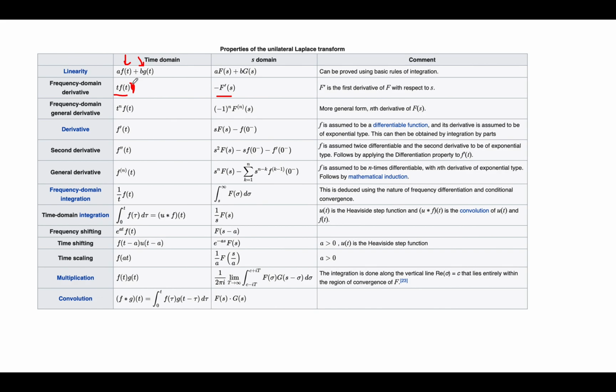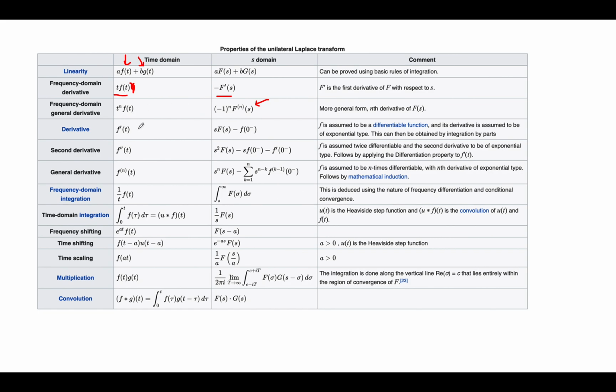And that can be generalized for t to the n, and here is the formula. It's the nth derivative of the function in the Laplace domain, and then there is a negative sign that is negative for odd orders and positive for even orders.